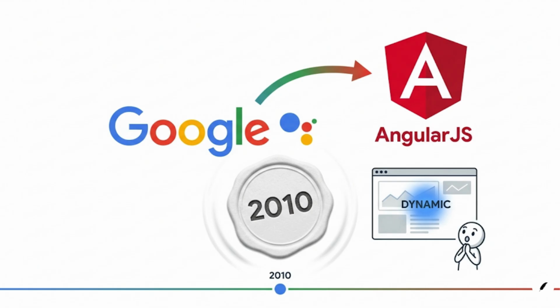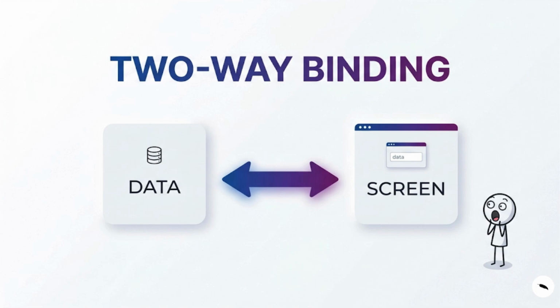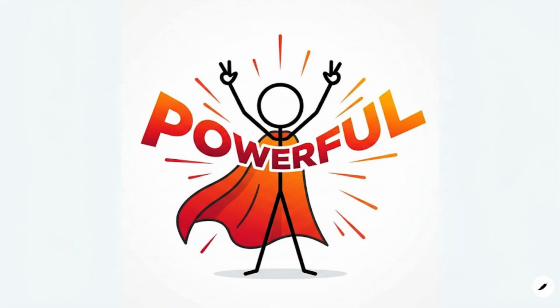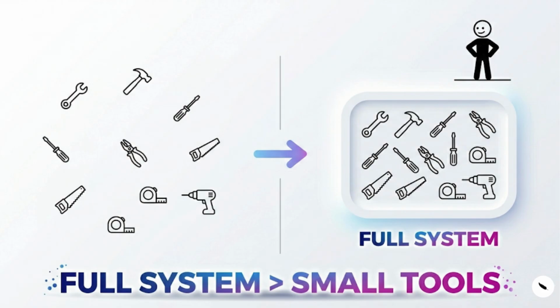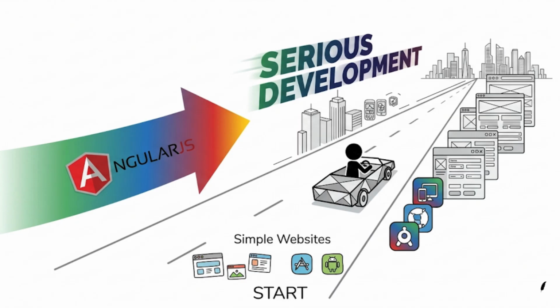AngularJS was created by Google in 2010 for building dynamic web apps. It introduced ideas like two-way data binding, where changes in data and screen content stayed connected automatically. That felt powerful at the time. What made it different was how opinionated it was. It gave developers a full system instead of small tools. It mattered because it pushed JavaScript towards serious application development.